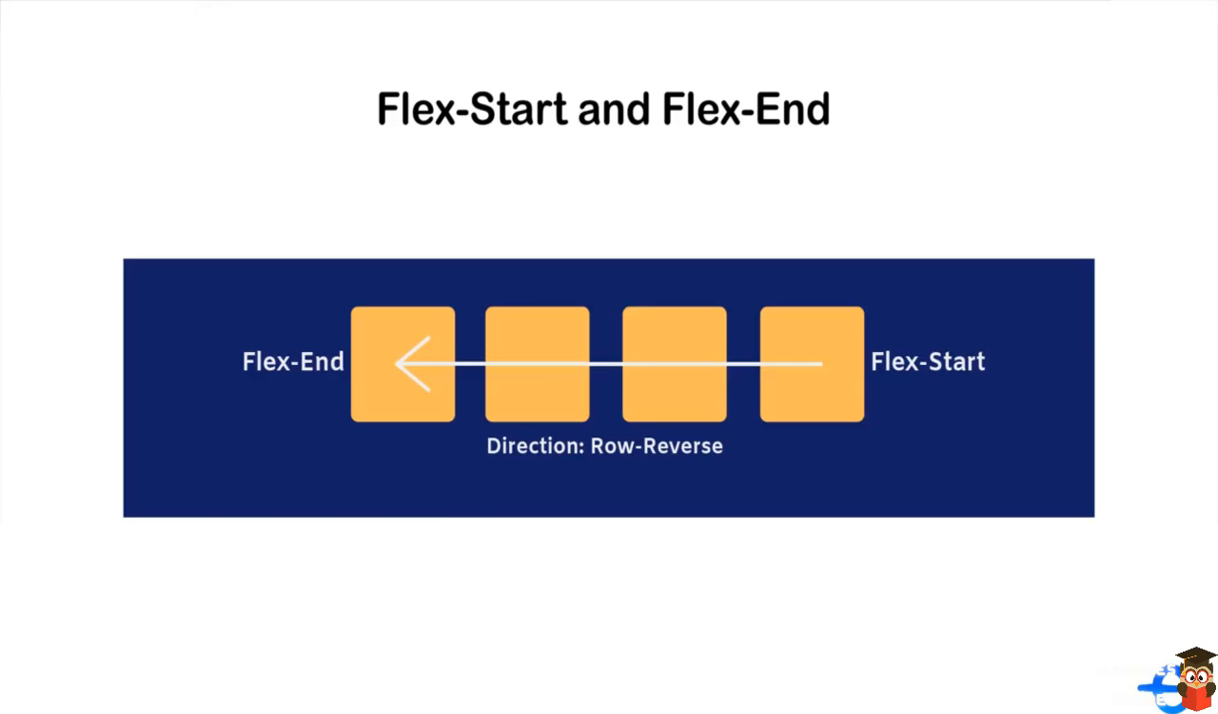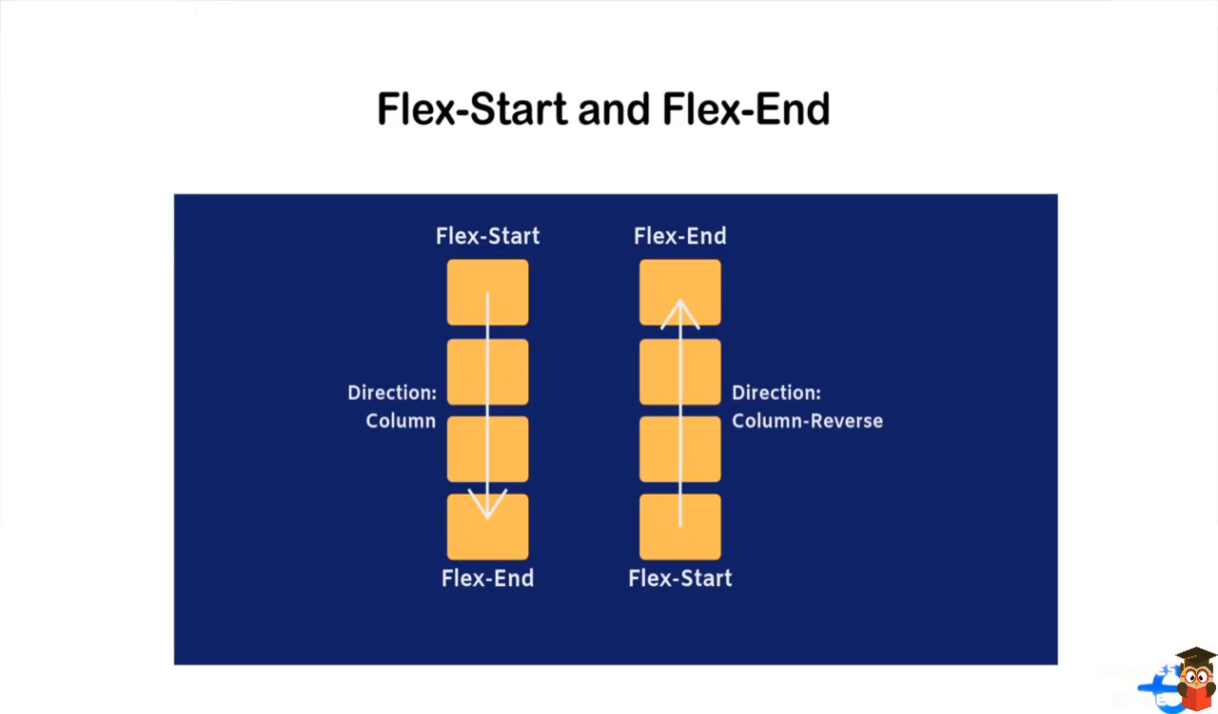Similarly, say we have this flex layout with direction column. In this case, flex start will be on the top and flex end will be on the bottom. Similarly, say we have this flex layout with direction column reverse. In this case, the flex start will be on the bottom and flex end will be on the top.